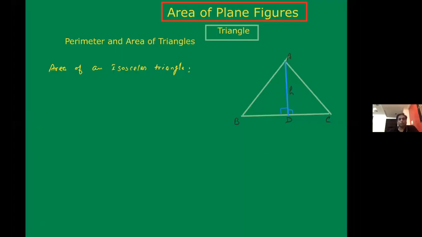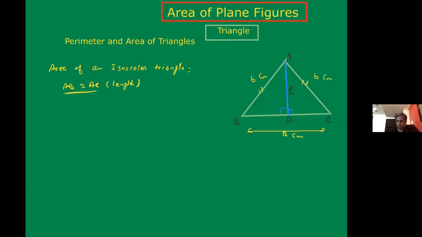So now we'll talk about the area of the isosceles triangle, where two sides of the triangle are the same. So these two sides AB and AC are the same length. So AB equal to AC is the length I am talking about. If I say this is B centimeter, then AC will also be B centimeter, and BC I am considering as A centimeter.